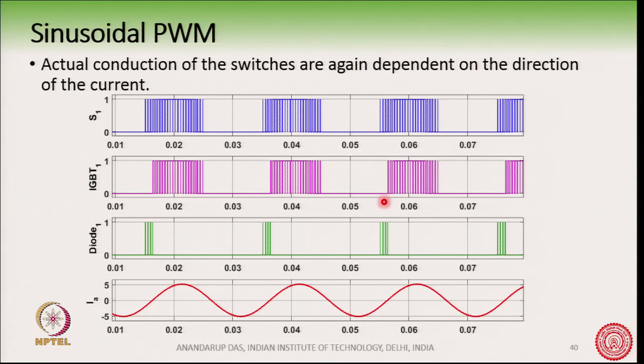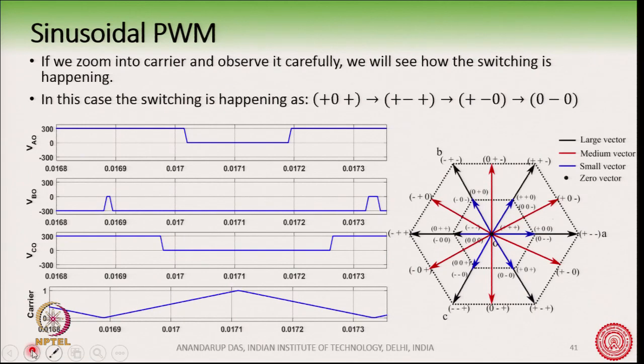For example, the turn on loss of a diode is much less compared to the turn on loss of a transistor. So, even the power factor plays a role here. Now, how much will be the losses of the devices? Now, we can also see one more important switching pattern here, by zooming into one carrier.